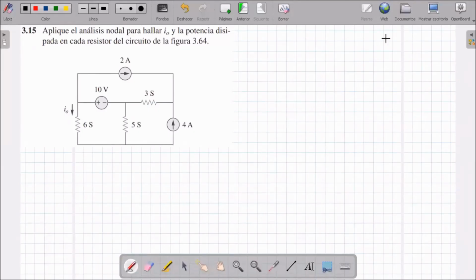Good morning, colleagues. Today we are going to solve exercise 3 from the book Fundamentals of Electrical Circuits. In this exercise I am asked to determine the zero current and the power dissipated by each resistor.